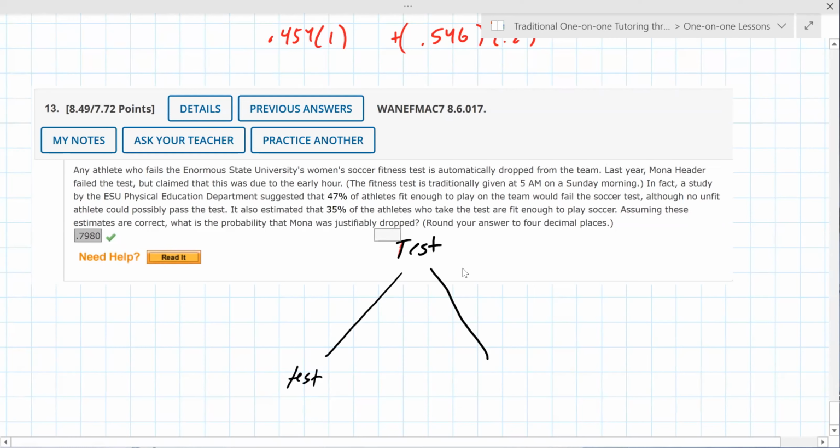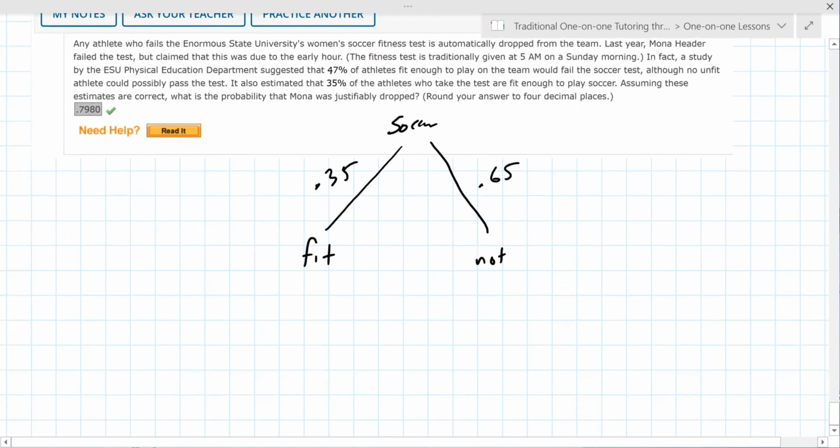Okay, so let's start with the soccer. Fit, and then not fit. So 35% of the athletes who take the test are fit enough to play soccer, so 65% are not. Then we go back to this number, 47% of athletes fit enough to play on the team would fail, and then pass. So 0.47 fail, 0.53 pass.